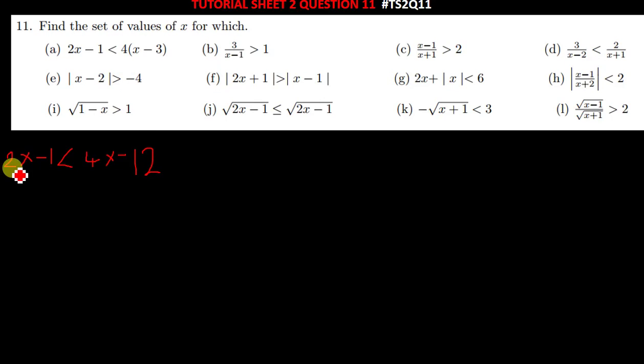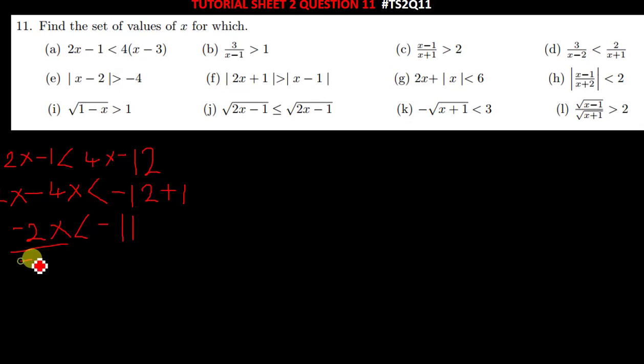So we have these two. When this 4x goes to the other side of the equal sign, we're going to have 2x minus 4x, and then will be less than negative 12, when this negative 1 goes to the other side to be plus 1. So here we just subtract. We have negative 2x this side being less than negative 11.